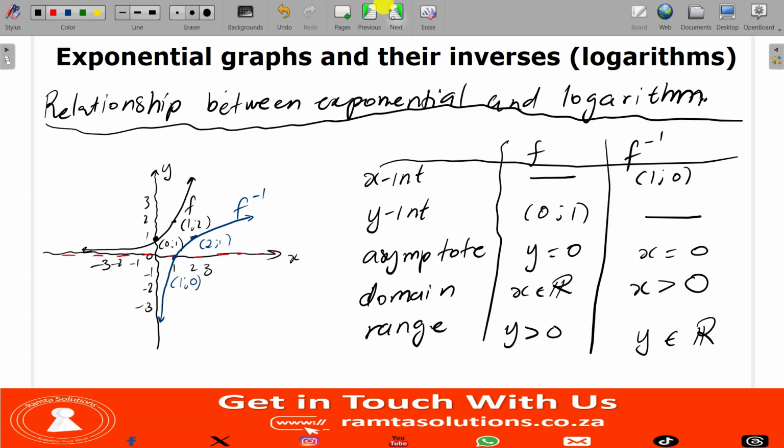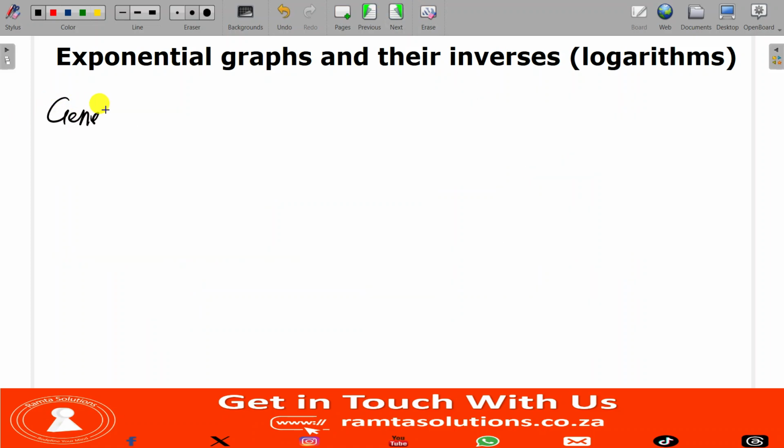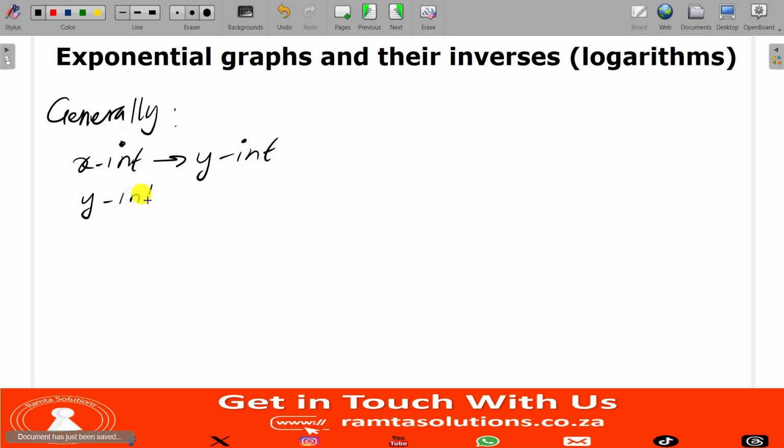So generally, remember to swap the values. The x-intercept with the values swapped will become the y-intercept. The y-intercept will become the x-intercept. Swap the values around. Domain will become range. For the domain, you said x is blah blah. When you want to find the range of the inverse, you will just say y is blah blah. That was given in the domain.